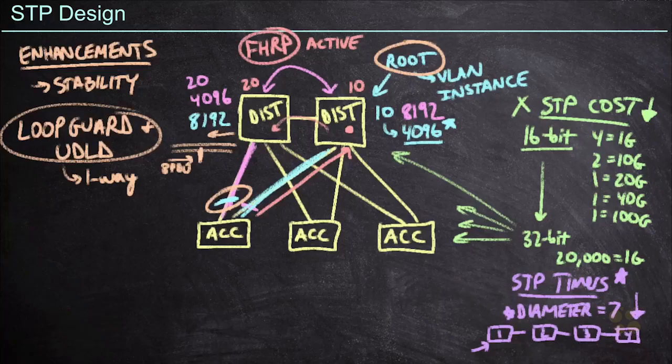The spanning tree environment has changed, and it hasn't. We just have one-way communications. Without loop guard or UDLD in place, a unidirectional situation like this runs the risk of taking down my network with a broadcast storm. So what's the difference between loop guard and UDLD?